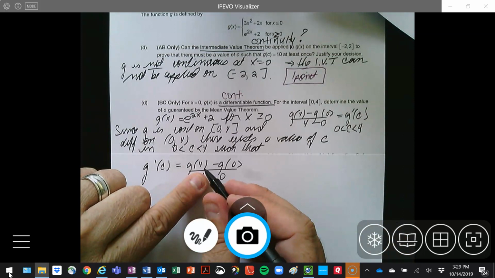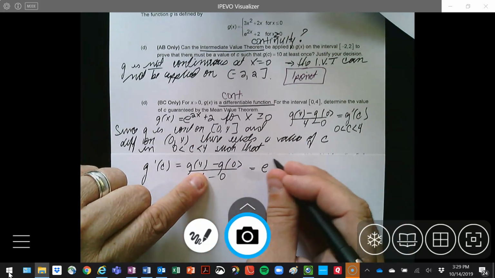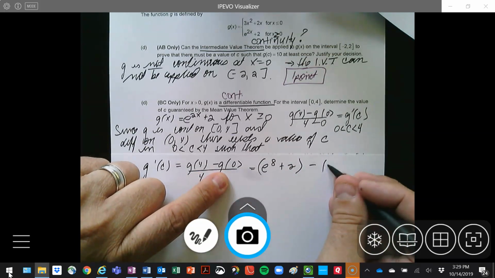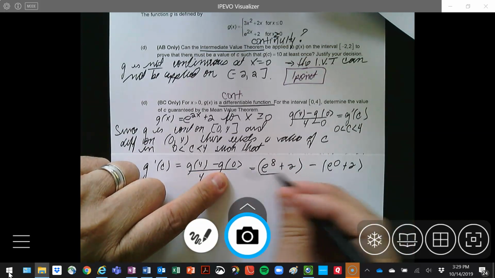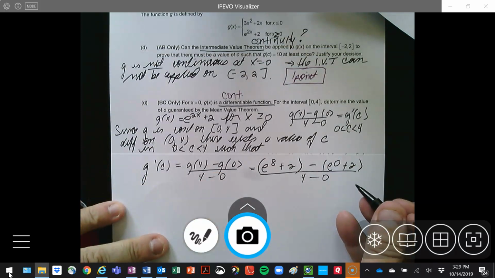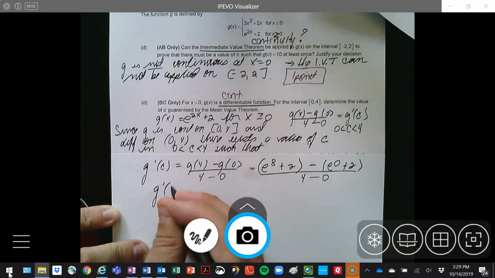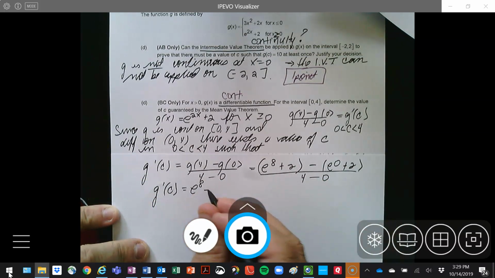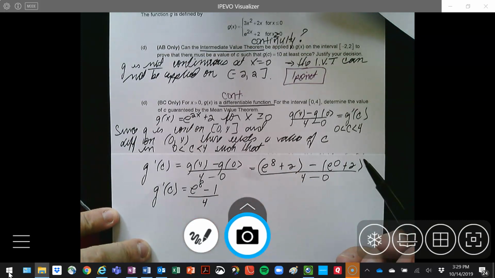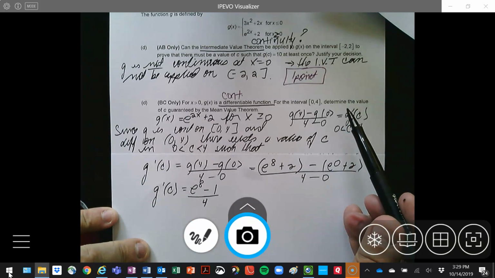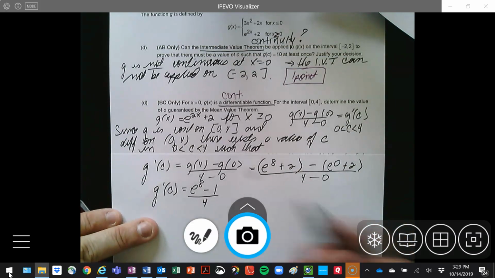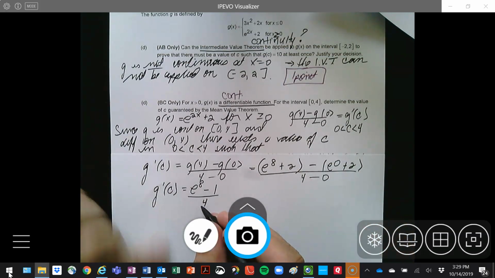Well, what's g of 4? G of 4 is going to be e to the 8th plus 2, minus g of 0, e to the 0 plus 2, over 4 minus 0. So that means g prime of c is equal to e to the 8th minus e to the 0, which is 1, over 4. In this problem, they actually want us to determine the value of c guaranteed by the mean value theorem. That means we're actually going to have to solve this equation.